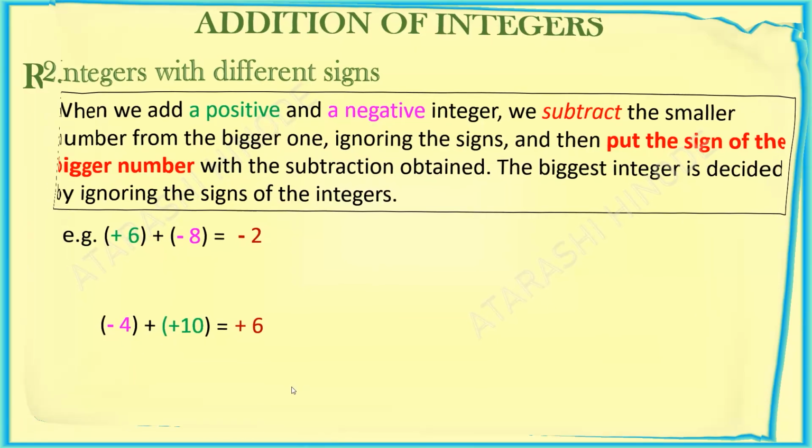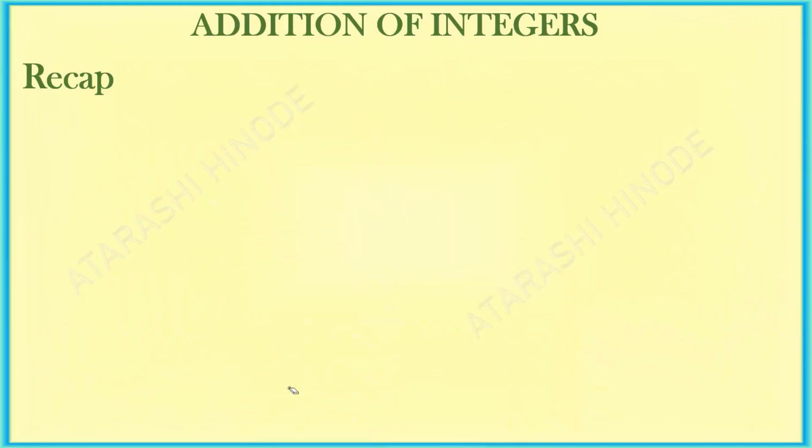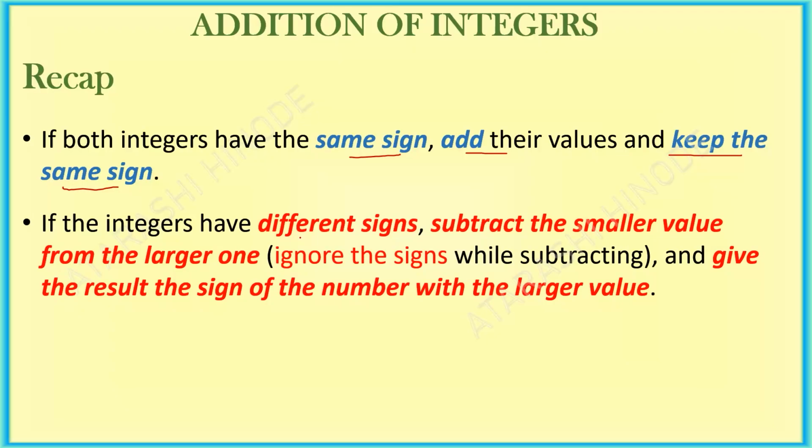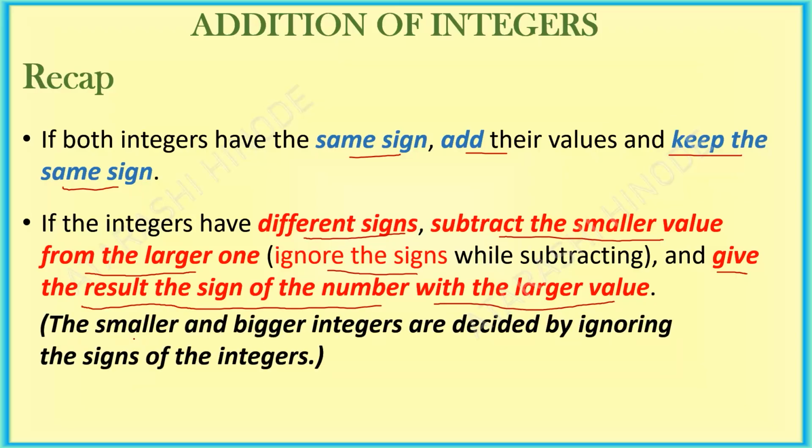Now let us have a recap. For adding two integers with the same sign, add their values and keep the same sign. If the integers have different signs, subtract the smaller value from the larger one. Ignore the signs while subtracting and give the result the sign of the number with the larger value. The smaller and bigger integers are decided by ignoring the signs of the integers.